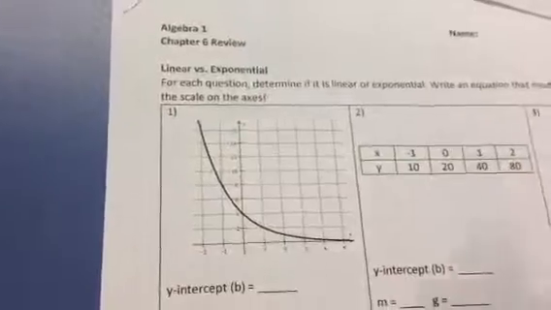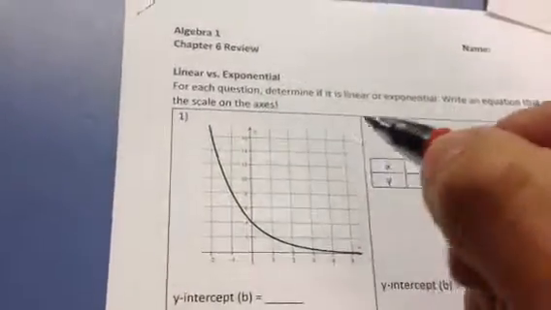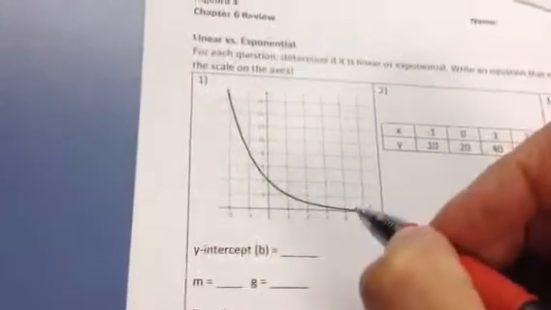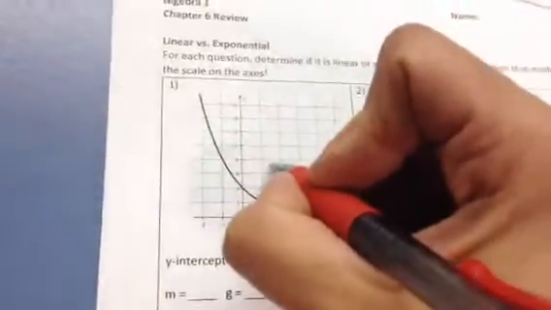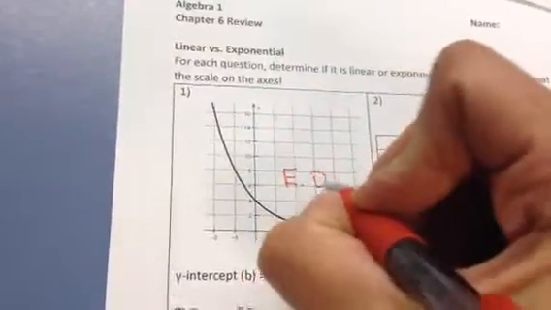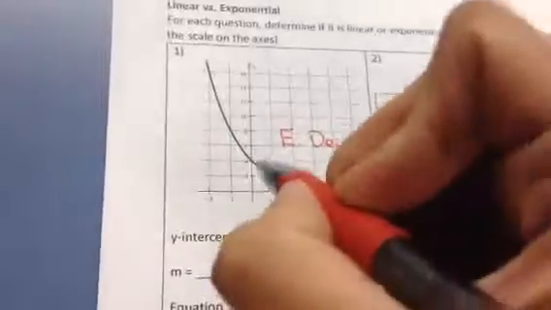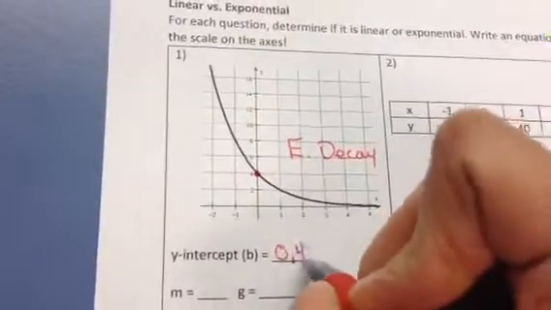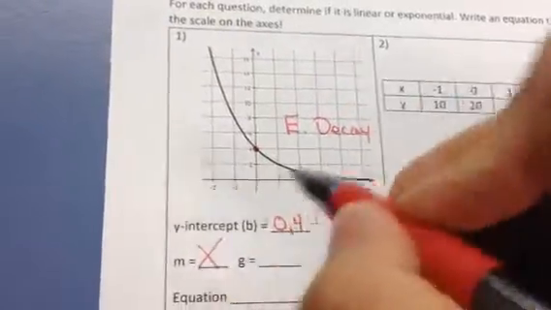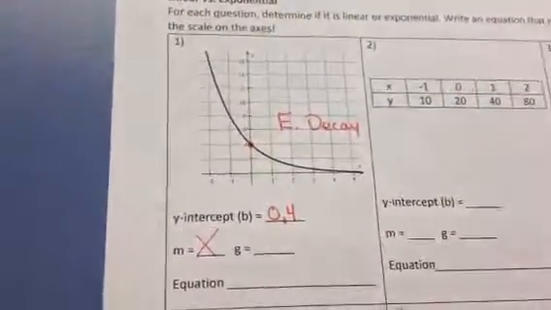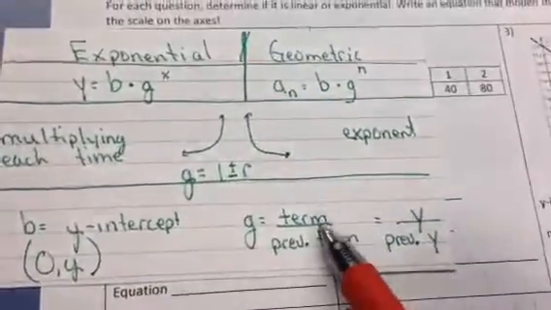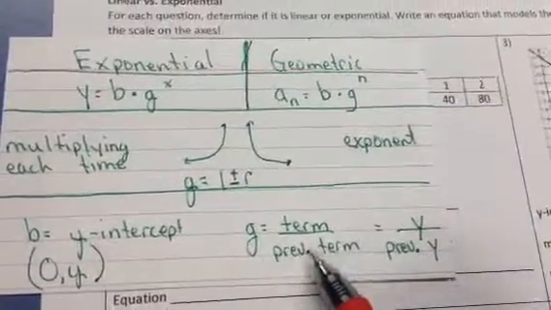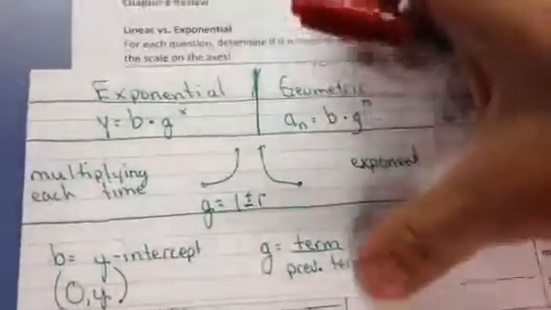So first one, just by looking at it, this is exponential. It actually happens to be exponential decay, so I'm just going to abbreviate that. So what's my y-intercept? It's 0, 4. There is no m. Instead, there's going to be g. And in our note card, we wrote to find g, you're going to take a term or a y, and divide it by the previous term or previous y.